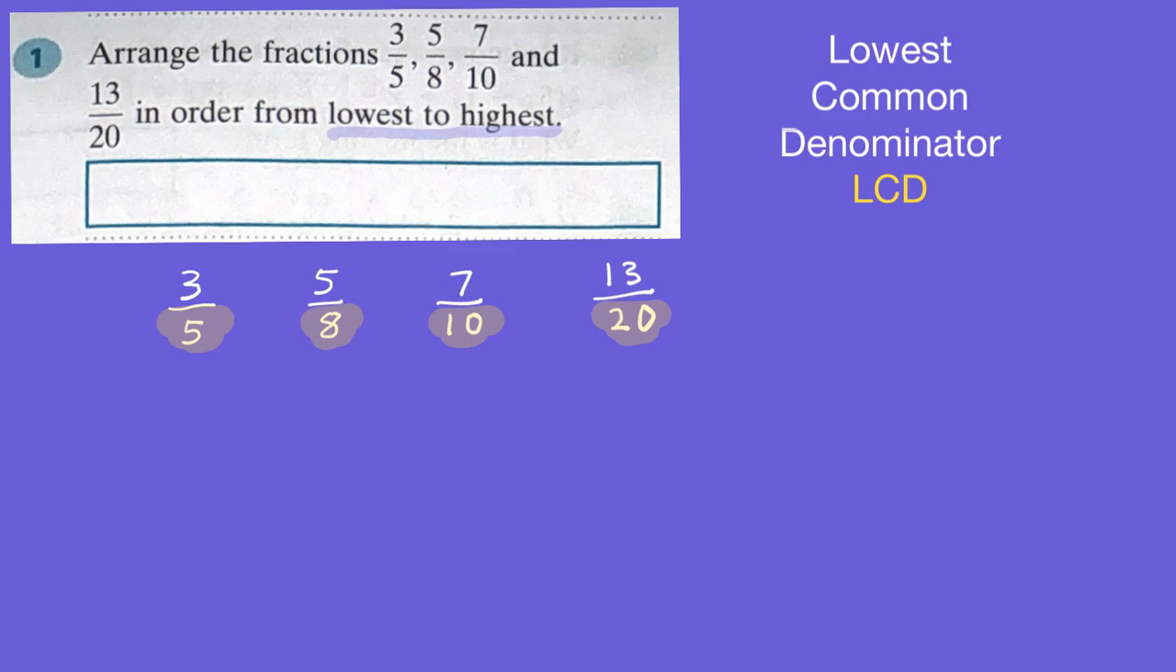If you look at 20 here, we can see that 10 goes into 20 and 5 will go into 20. Unfortunately, 8 does not go into 20, so 20 cannot be our lowest common denominator. If we double 20, we could check if each of these numbers are multiples of 40.